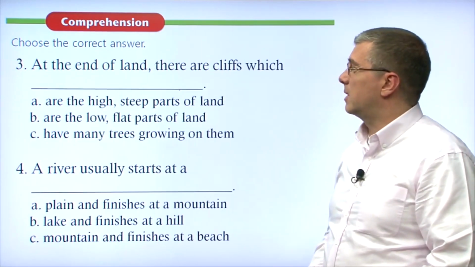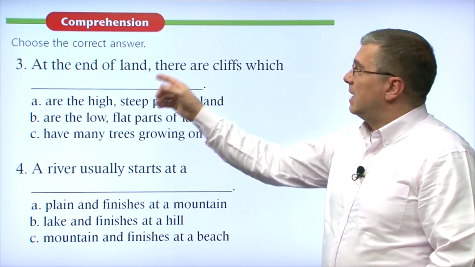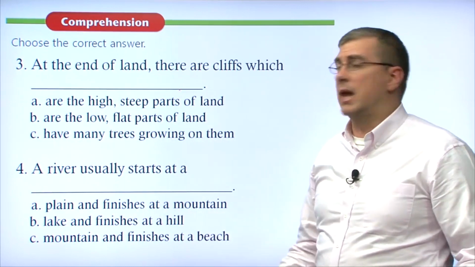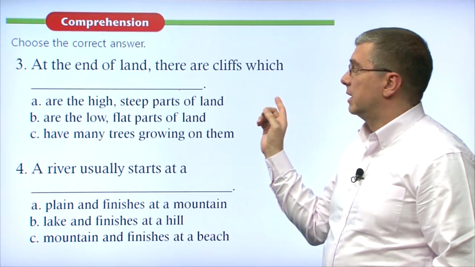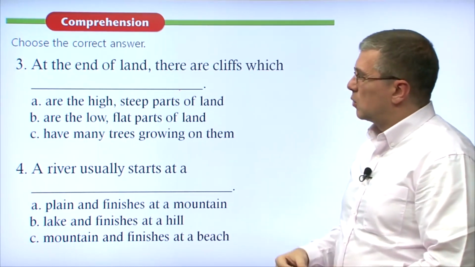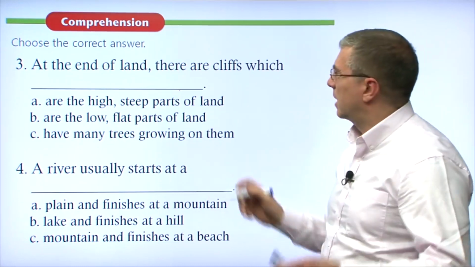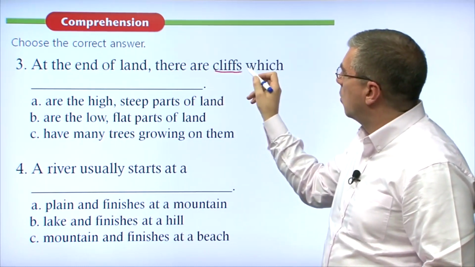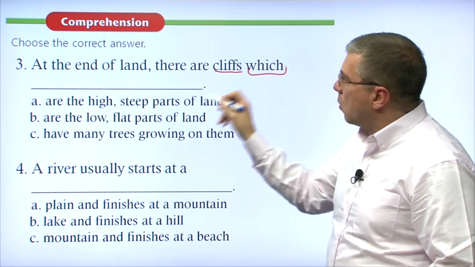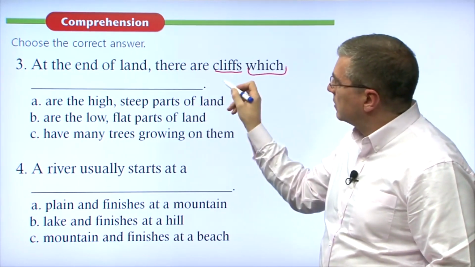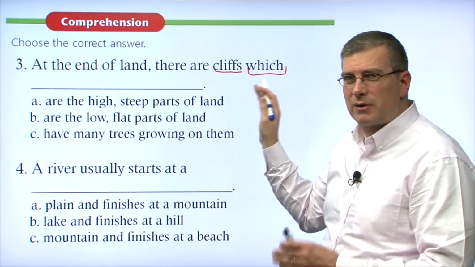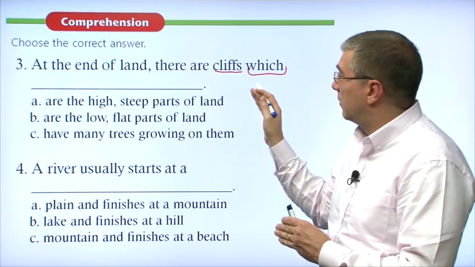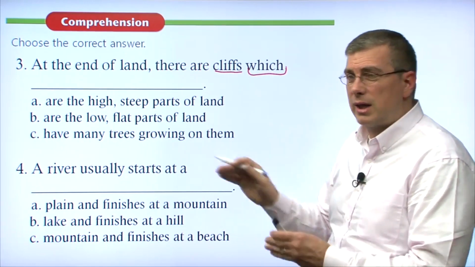Okay, let's move on to 3 and 4. At the end of land, and remember, it's not at the end of all land, it's at the end of some land, there are cliffs, which are. So this is a bit more complicated sentence, right? We have to focus on cliffs. That's our subject, which. So whatever our answer is, it's going to be talking about cliffs. It's going to be talking about some distinctive or unique feature of a cliff. What is unique about cliffs?